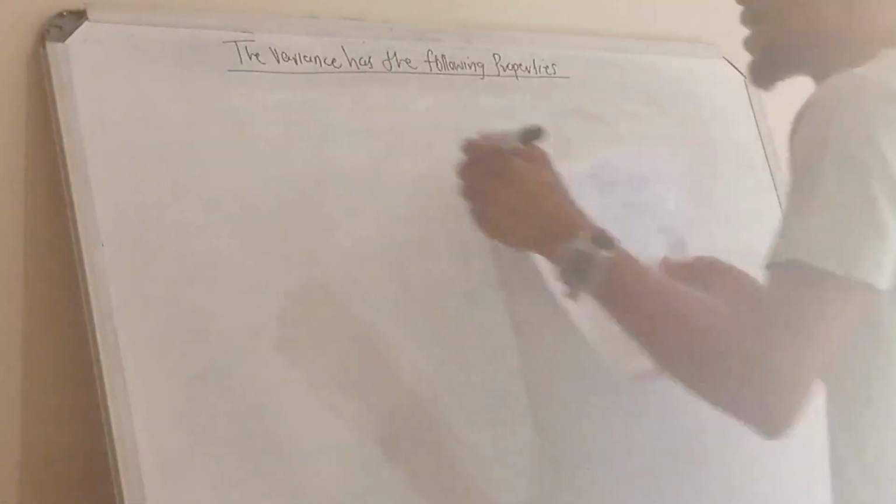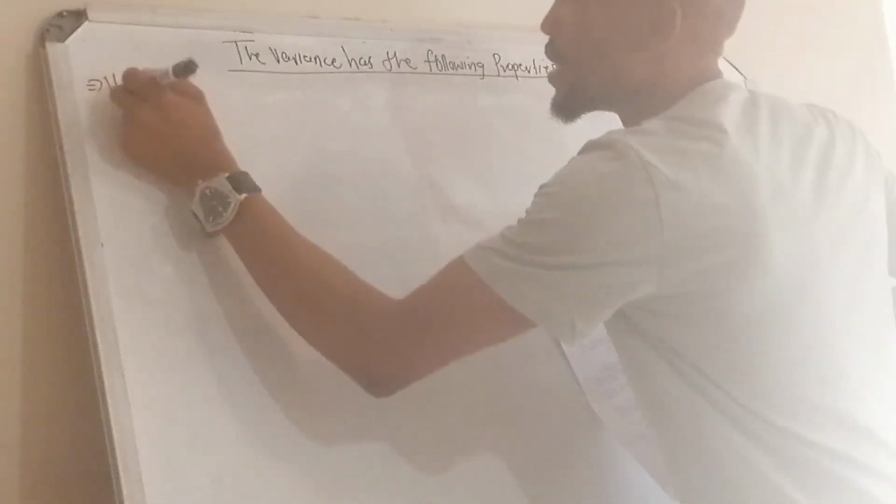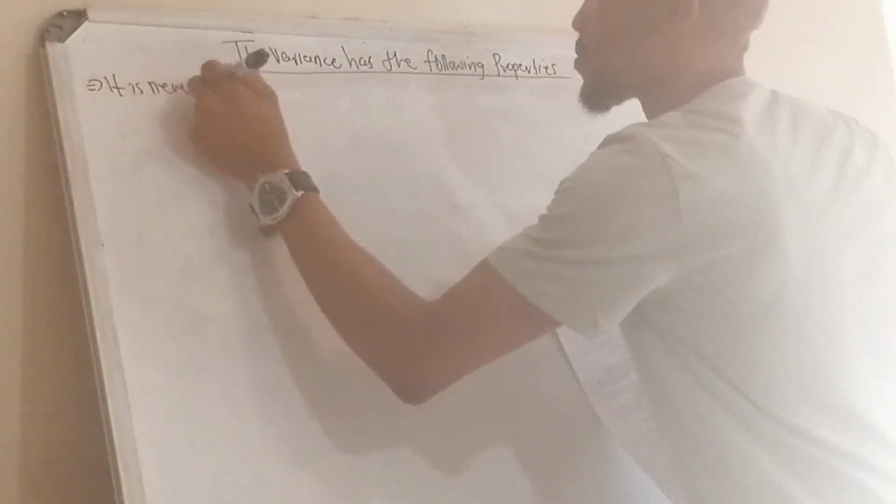Variance has the following properties. It is never negative, because how did we find the variance? We squared whatever number we found. We take the first element, subtract the mean, and then square that. Even if the difference is negative, any negative number squared will always give you a positive number. Hence we are saying that the variance is never negative.